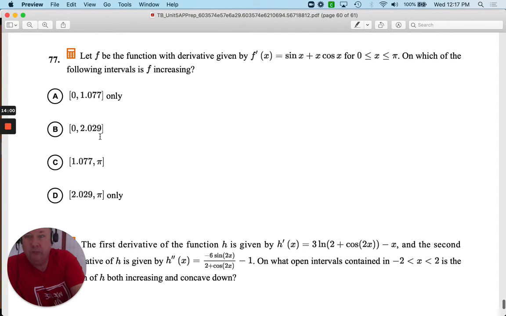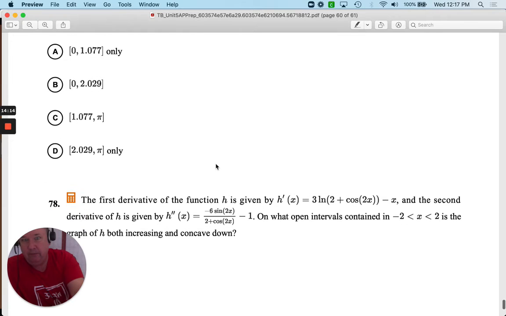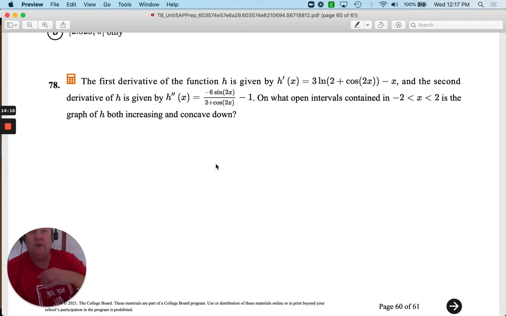So they have 2.029. So where is it increasing? Like, where is it above? From 0 to 2.029, if you rounded it, it's above and then it's below. So it's increasing from 0 to 2. The answer is B.